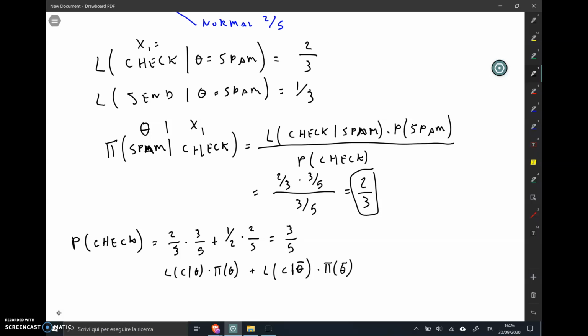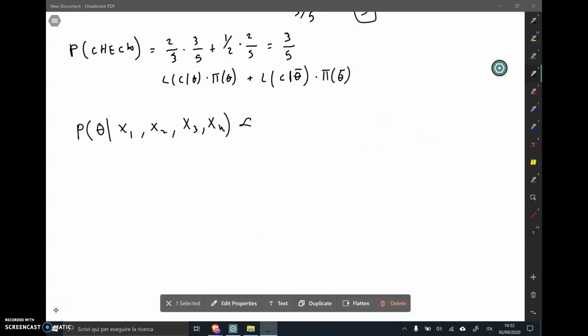So remember, the normalizing constant corresponds to the integral over the parameter space. Here the integral is replaced by sums, and the parameter space is spam theta versus normal, so theta negated. So up to now we used only one word to classify the email. But suppose we want to use the entire message. So we have to calculate the posterior probability given all our features.